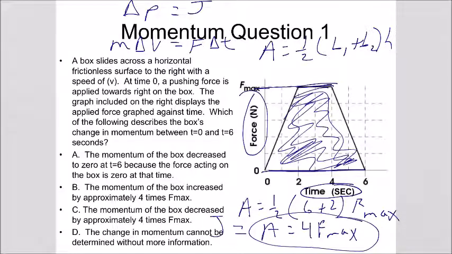And remember that impulse is also equal to change in momentum. So our answer here is that the change in momentum is equal to the impulse, and the impulse is positive 4 F max. The box is moving to the right. It had a positive velocity. This is going to increase it and make it an even bigger positive number. So our answer is the momentum of the box increased, and it's going to increase by essentially 4 times F max. So we're looking at answer B.